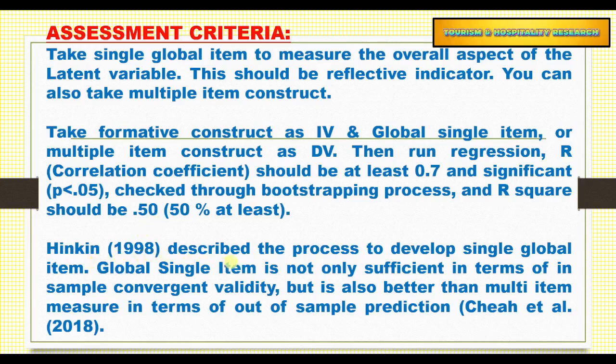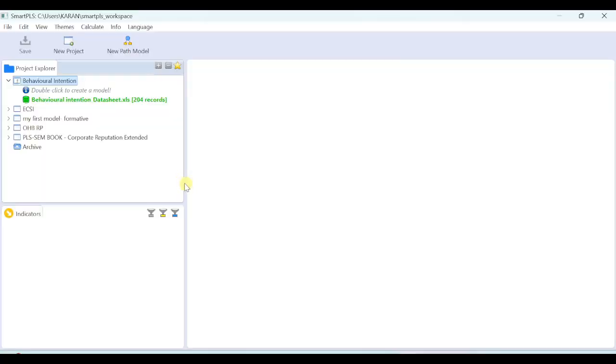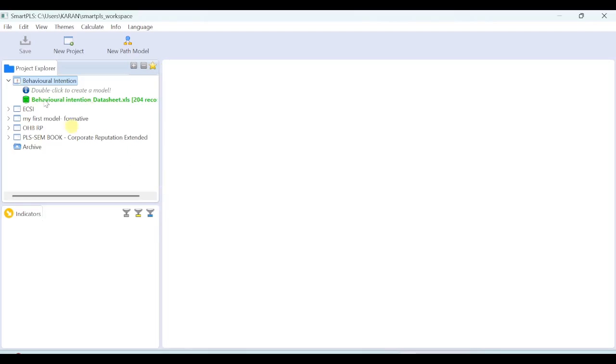Hinkin 1998 described the process to develop a single global item. Through extensive literature review, you can develop a single global item. And this global single item is not only sufficient in terms of in-sample convergent validity, but is also better than multi-item measure in terms of out-of-sample prediction. So let us see how it is actually done. These are some of the useful resources which you must refer to for learning more about redundancy analysis and PLS SEM analysis. Now, how to do this redundancy analysis?